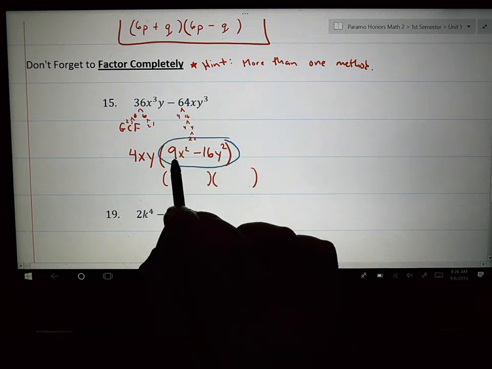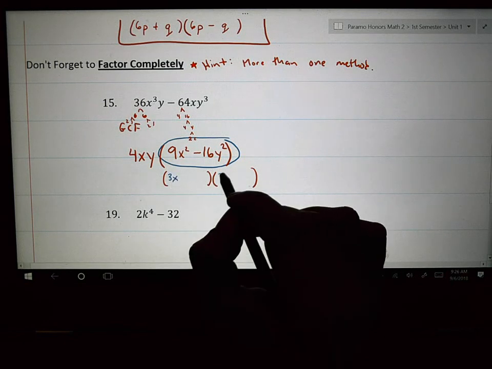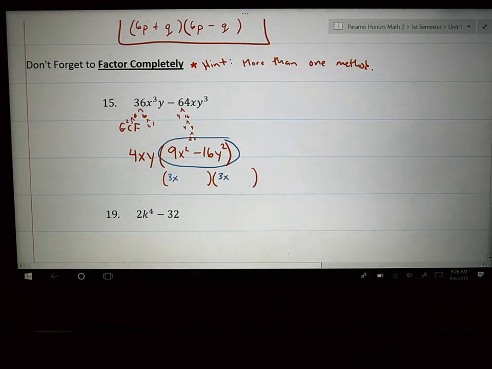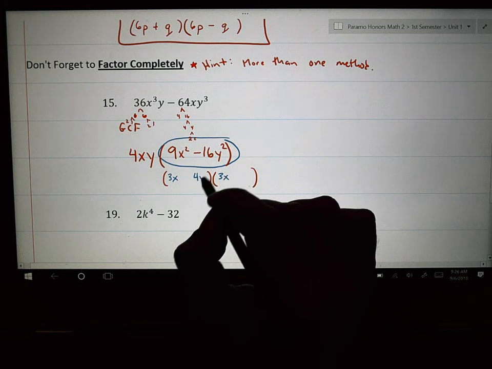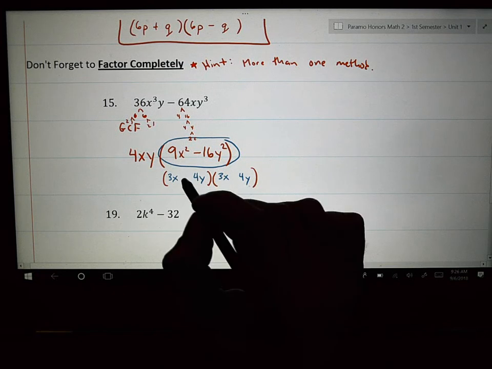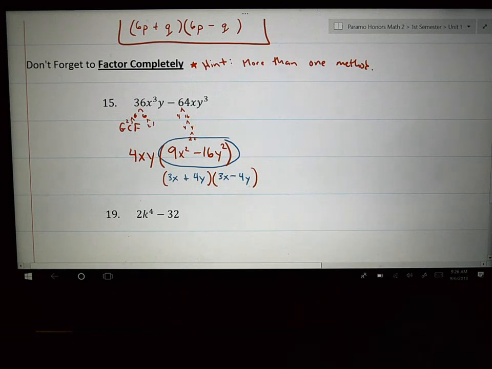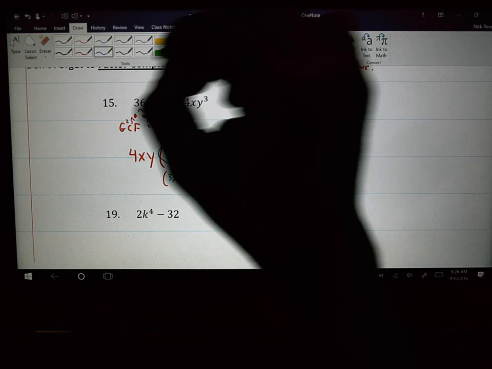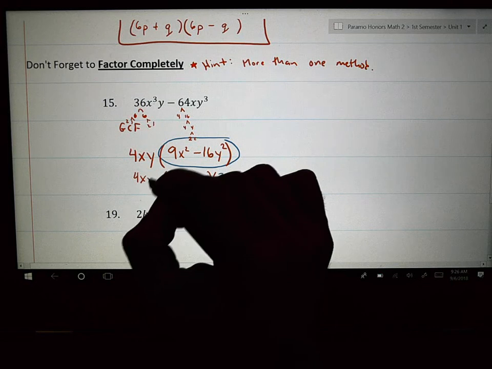What's the square root of 9x squared? That's what goes in front of both of those parentheses. You just take the square root. What's the square root of the 16y squared? That's what goes in the back. We need one group of addition, one group of subtraction. That's the GCF. Oh, don't forget about the GCF, as I should say. There's still a GCF out front.